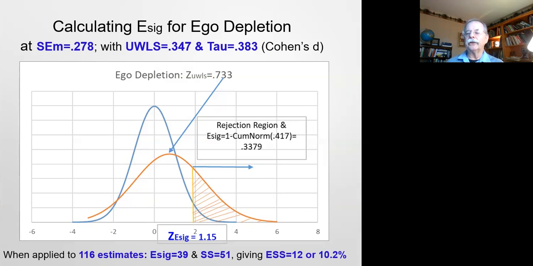But anyway, if we take these 116 estimates reported about experiments on ego depletion, we find that the median standard error is about 0.28, the unrestricted weighted least squares is about 0.34, and tau is, excuse me, 0.38. Tau is even larger than the mean. And all of these are in standardized mean differences. All of them are measured by Cohen's d. So I'm just using this as an example of how we calculate these things, excess statistical significance and Esig and all that.